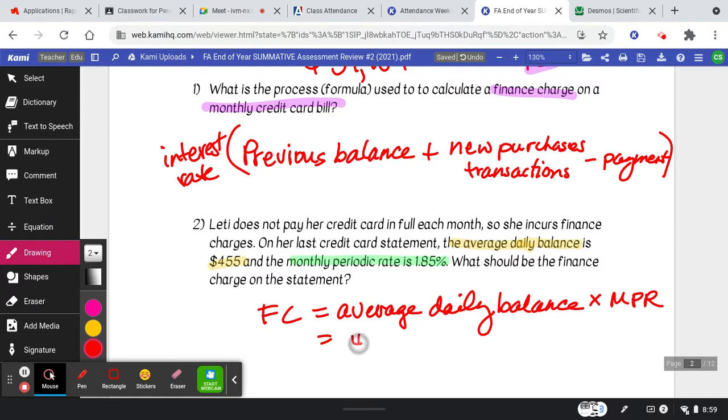Miguel, can you do this for us on your calculator? What would that average daily balance be times, and remember, we always convert this to a little decimal, 0.0185. What's our average daily balance times that MPR going to give us? And it should be a small number if you've done it correctly.